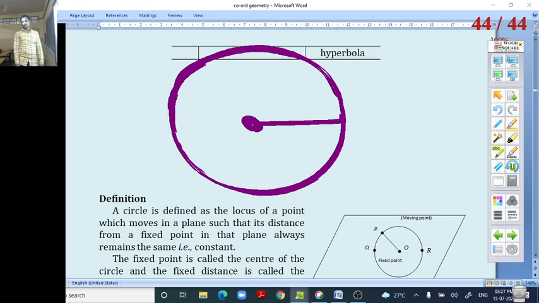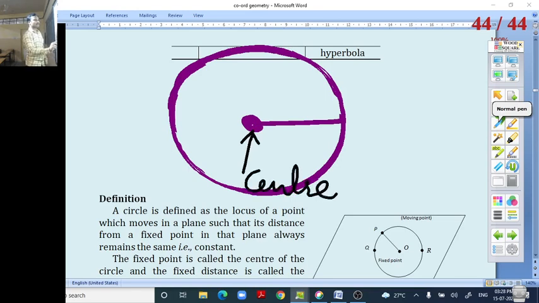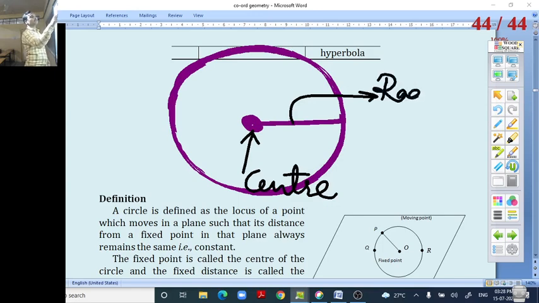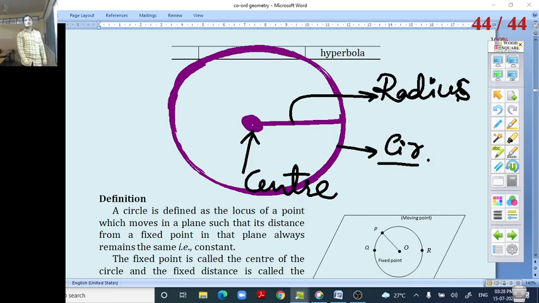So this is the circle. This point is called the center, and the constant distance is called the radius of the circle. And the path travelled by the locus of the point is called the circumference.